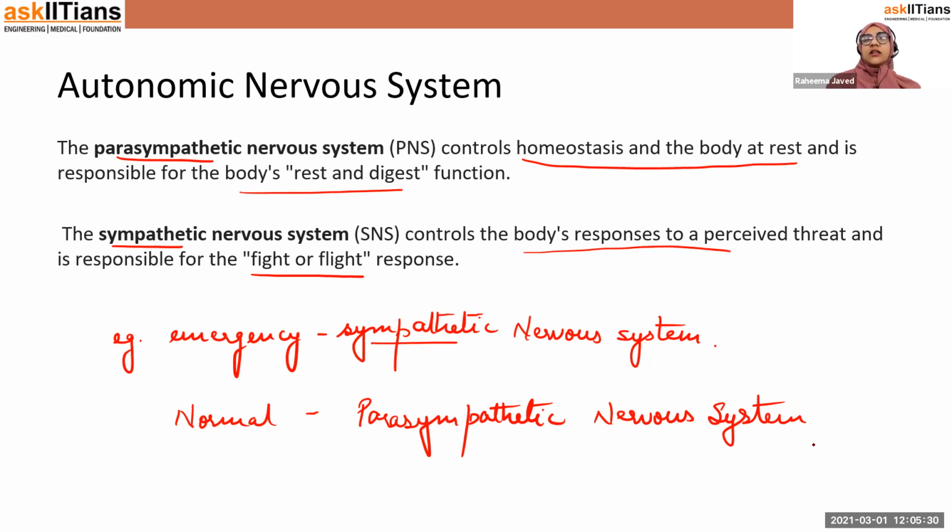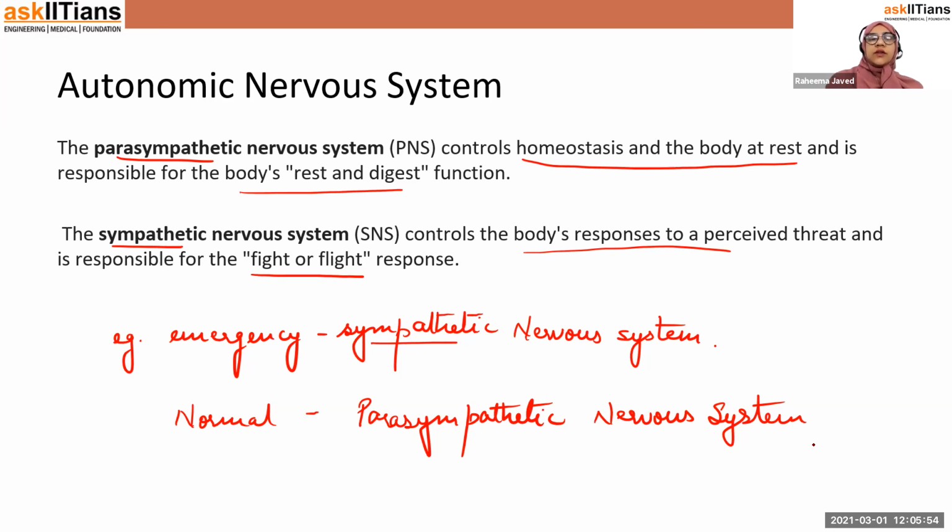There are some internal changes also, like more and more glucose will be released by the liver, because for emergency purposes, if we need to fight or fly away from the situation, we need a lot of energy, and for that we need glucose. So these are some of the changes that are done by the sympathetic and parasympathetic nervous system respectively.